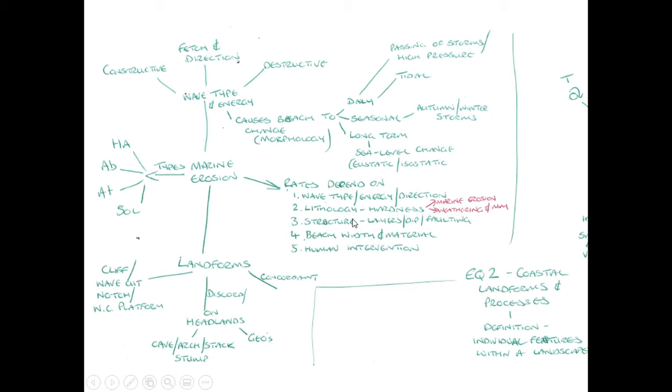The lithology, the hardness of the different types of rock and the characteristics of the rock, can also have a big impact on marine erosion. Unconsolidated materials are going to be more affected by marine erosion than igneous and metamorphic rocks. The structure of the rock, as in the layers, dips or faulting of the rock, will also have an influence on the rates of erosion as well.